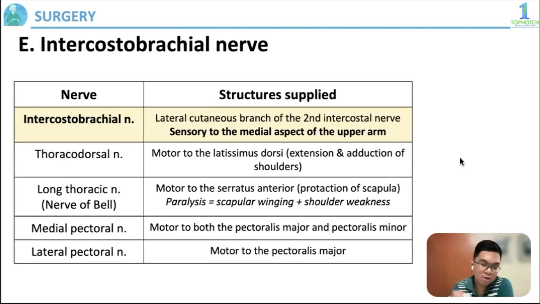Okay? So the thoracodorsal nerve is motor to the lats dorsi, whereas your long thoracic nerve is motor to the serratus anterior. And if it is paralyzed or ligated, it will result in scapular winging. Okay? The medial pectoral and lateral pectoral man are motor to the pec major and pec minor. So again, I just also want to say this. So yung eponym ng long thoracic nerve, kasi according to Schwartz, it's also known as the nerve of Bell. Baka lang lumabas sa boards. Okay?